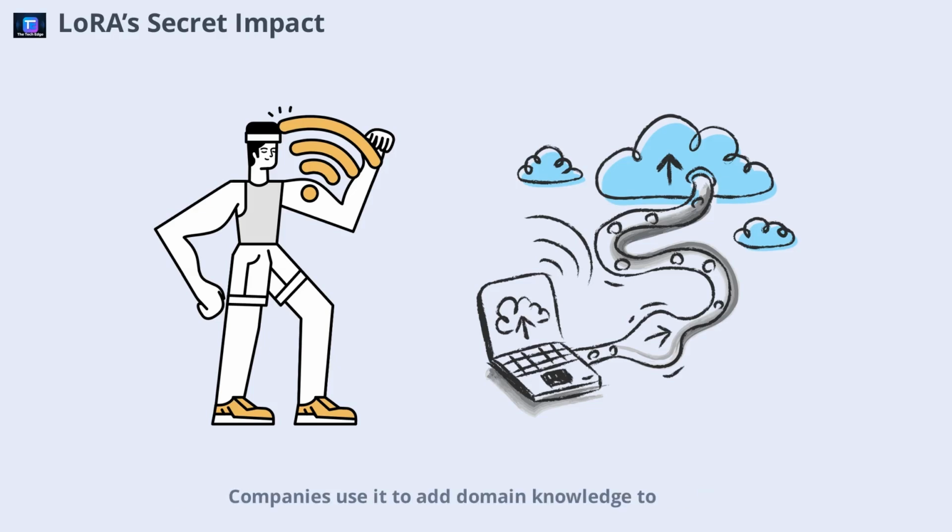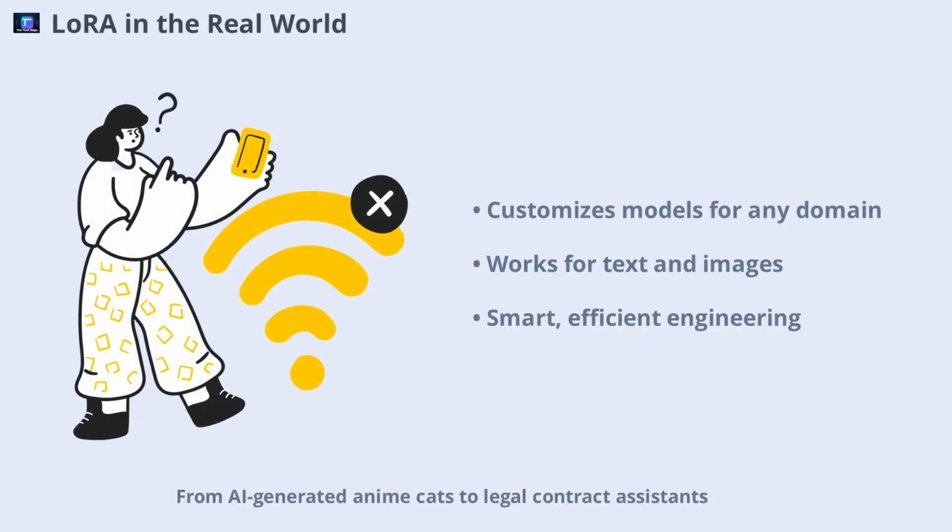Companies use it to add domain knowledge to models like Llama and Mistral without retraining from scratch. Open-source projects like Guanaco use QLoRA, quantized LoRA, to create efficient, high-performing models. LoRA is the silent force, making chatbots smarter and more adaptable, all while keeping costs low and development cycles short. From AI-generated anime cats to legal contract assistants, LoRA is working its magic behind the scenes.